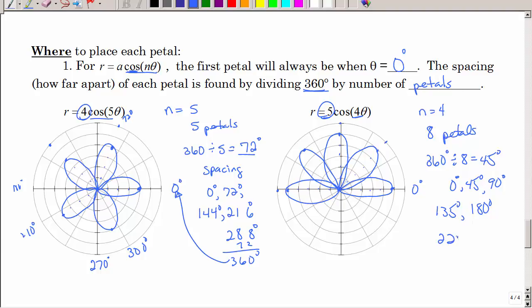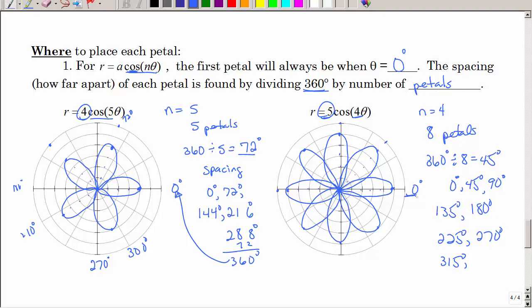Add 45. This is a lot of them. 45 again. And 45 again. And if I added 45 again, I'd get back to 360, and that kind of checks that. They probably shouldn't overlap that much, but that's the best I can draw it.